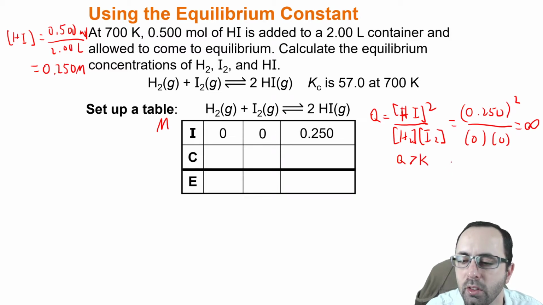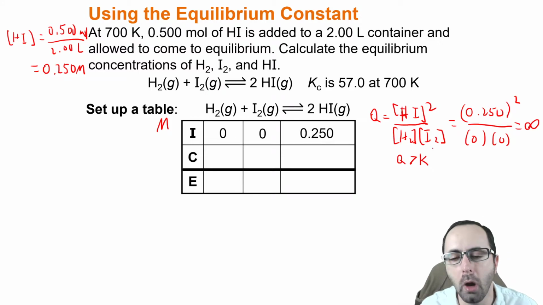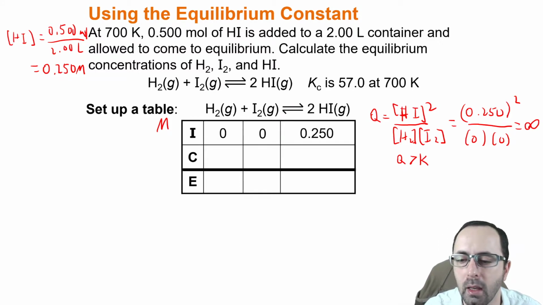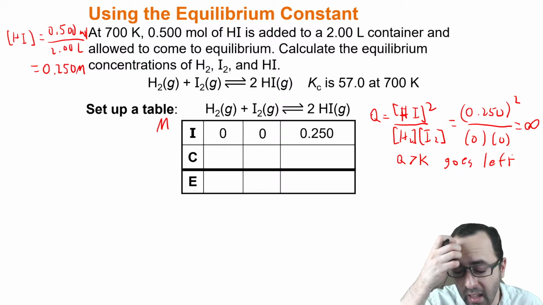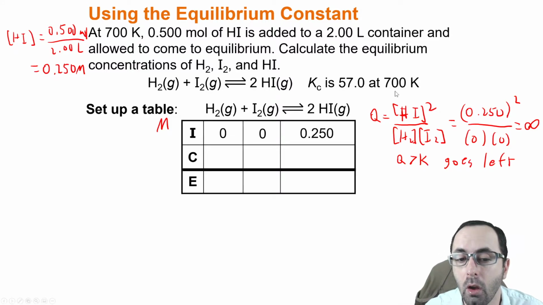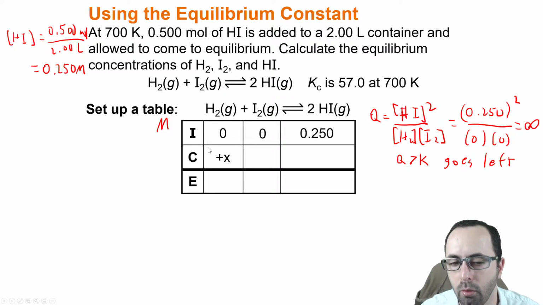So remember from our lectures last week, this means that we have too much product right now and not enough reactant to be at equilibrium. And so the reaction is going to go left, or towards the reactants. And this is important because it tells us how we're going to define the change. So when it comes to the change, what this means is we're going to be losing product here and we're going to be gaining reactant. So we're going to make our X negative for the products and positive for the reactants because we're going to be getting more reactants. So we're going to call the amount that we get here plus X for H2.